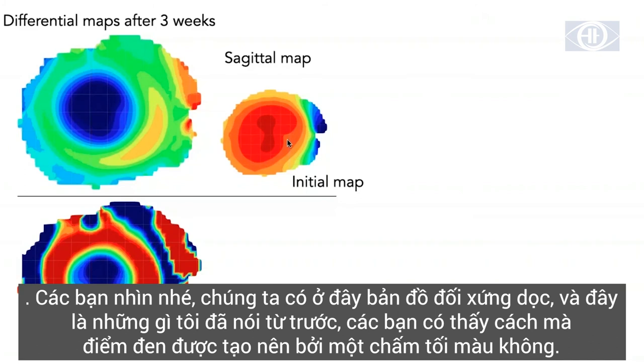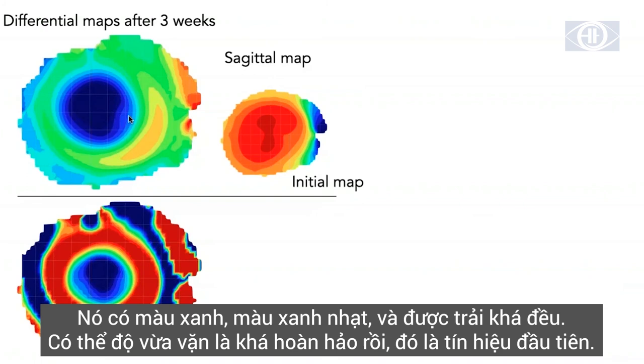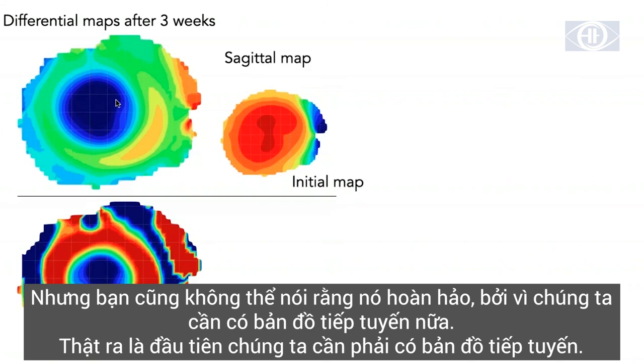Let's have a look. We have over here the sagittal map, and this is what I meant previously. Do you see the way it is built up with a dark spot? It is blue, more light blue. And do you see how even that is? This is a way you can see that probably the fit is perfect. It is your first sign already. But you cannot say the fit is perfect because we need a tangential map as well. Honestly, we first need a tangential map.